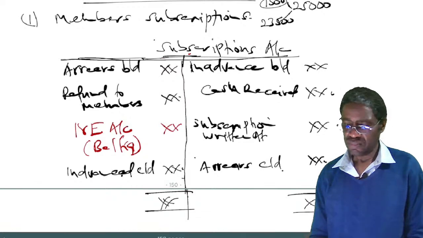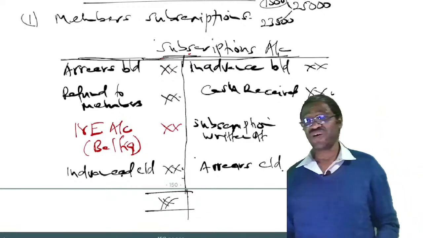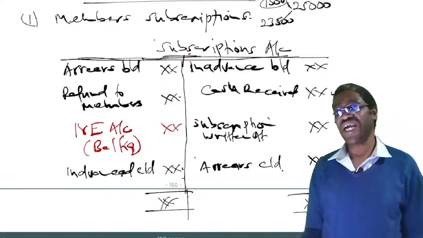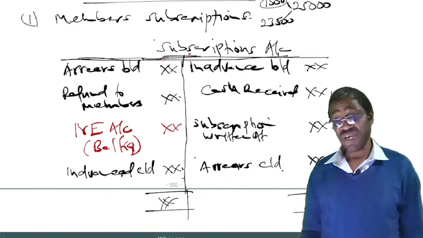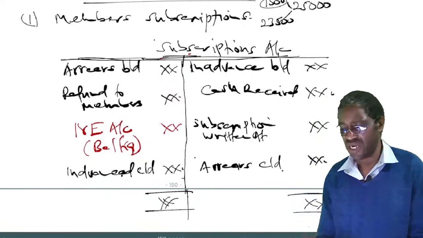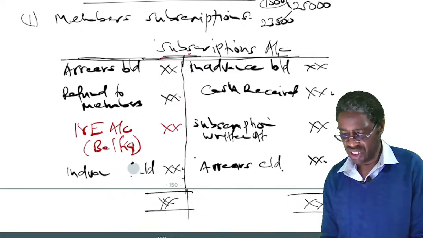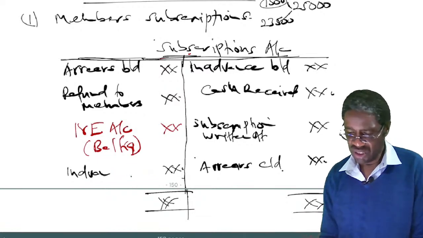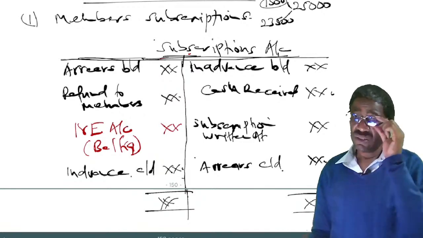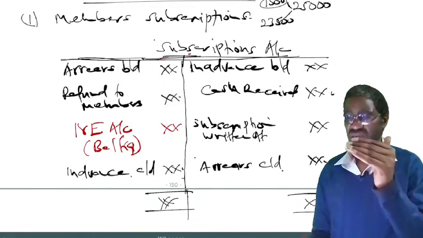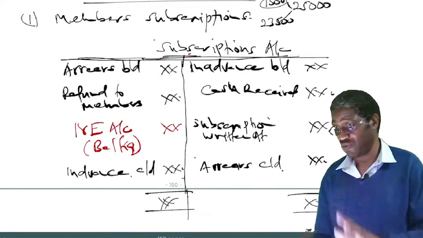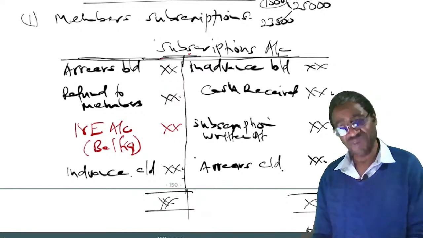Good. On the debit side, we have arrears brought down, refund to members, income and expenditure account as a balancing figure, because that one you have to calculate, then in advance, carried down. That is the items on the debit.